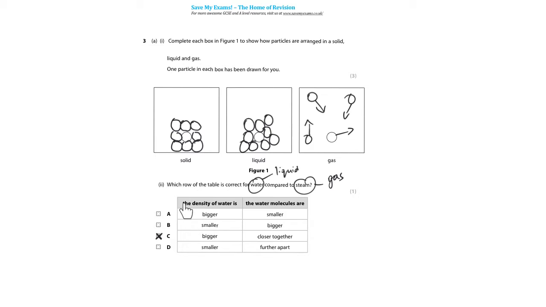They've then asked me to work out which row of the table is correct for water compared to steam. Well, I've annotated that to show that water is a liquid and steam is a gas. Density of water is bigger because my particles are closer together and therefore the water molecules are closer together. Okay.